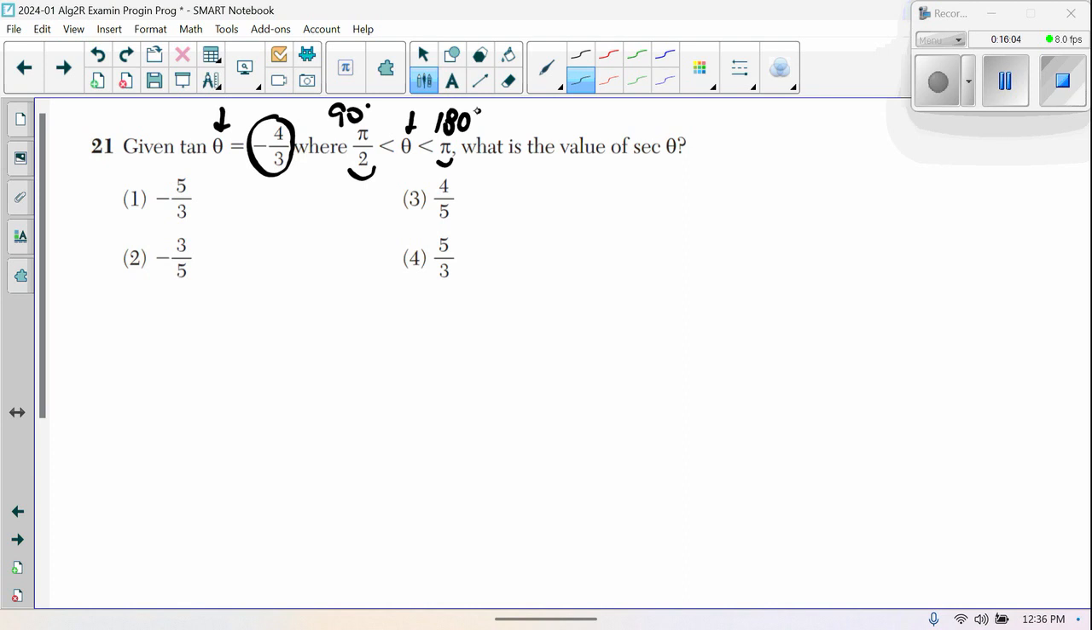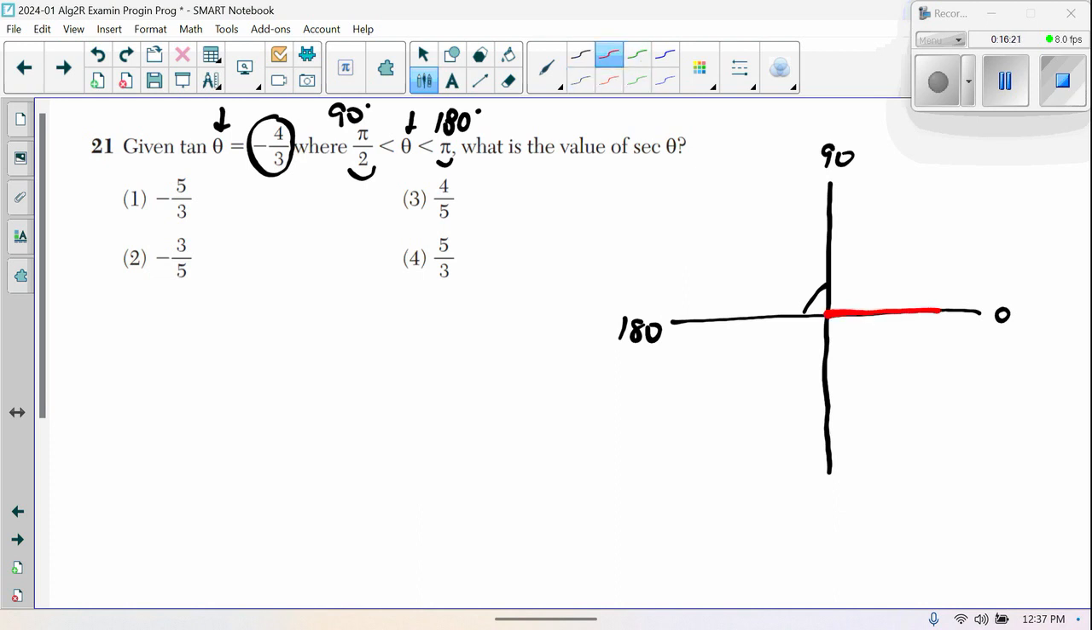Well, first of all, let's establish a couple of things. If I have a unit circle, and I start here's 0 degrees, here's 90, and here's 180. My angle should be between 90 and 180. So if I start the angle here, and I end it somewhere in between, I'm just drawing this. This is theta. That's angle theta. The tangent of theta is negative 4/3.